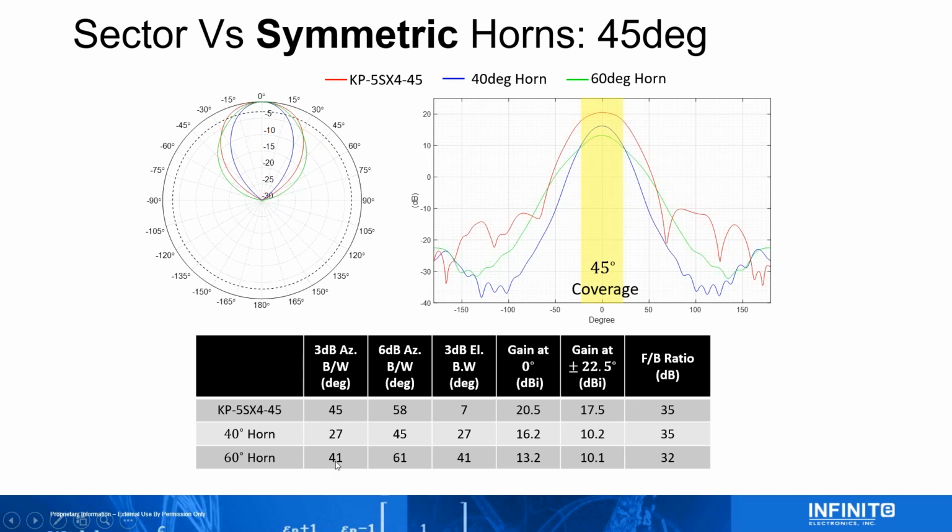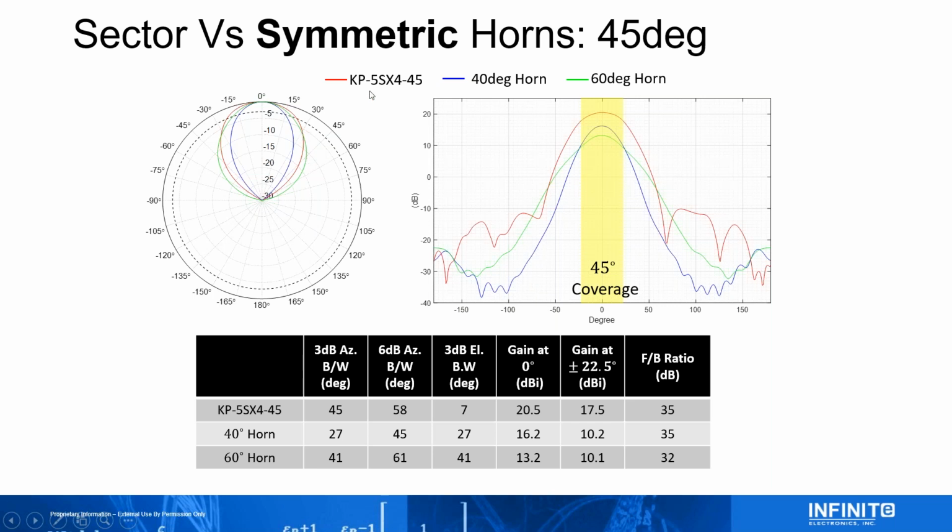It's very close to the 60-degree horn, so that's pretty much what we should be comparing against. I mean, we can compare against the 40-degree horn, but it's such a narrower azimuth beam width that it's not a very fair comparison. But in any case, if we go here, let's just stick here on the left and just talk about the side lobes.